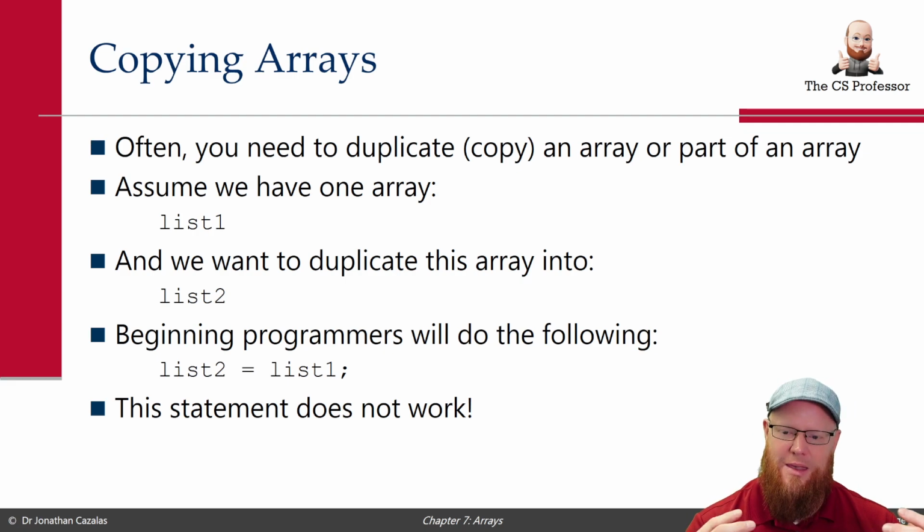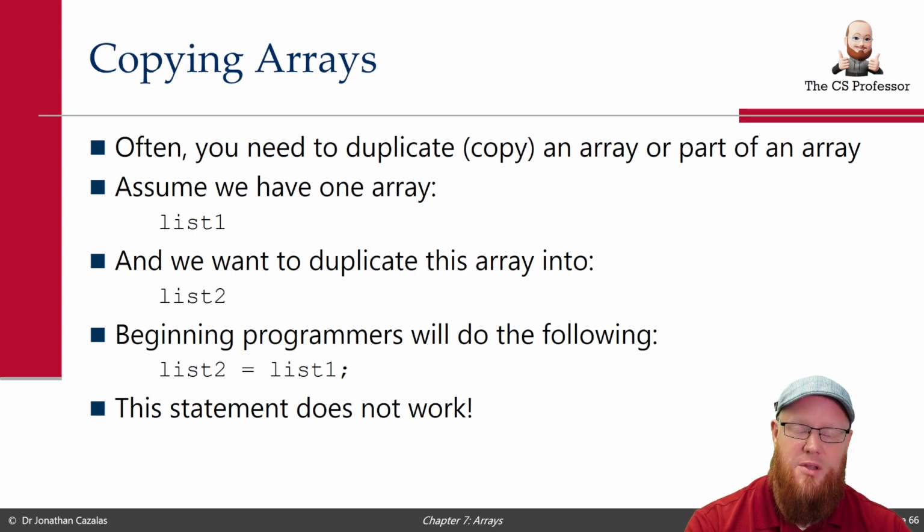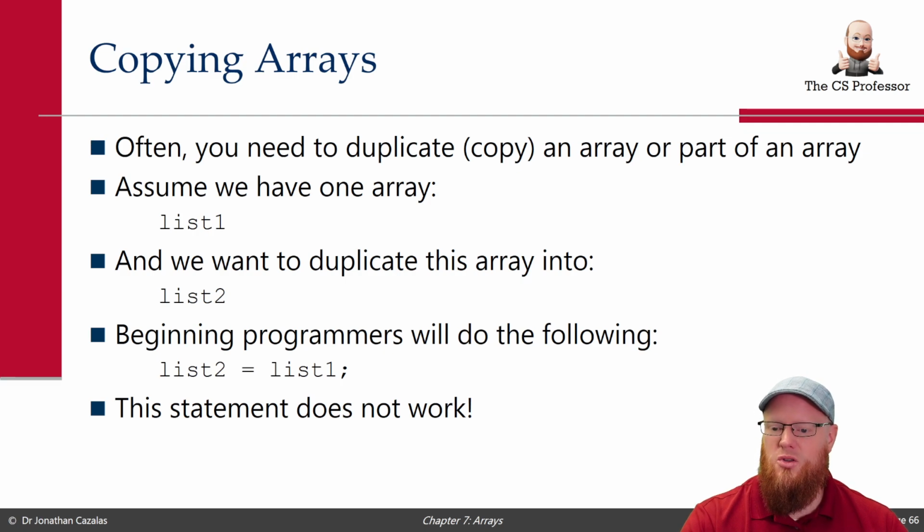How do you copy an array? Because what if you need to copy maybe the first 50% of an array? If an array of size 100, 50 elements, you need to copy into a new array. Assume you have one array, list 1, and you want to duplicate not just half the elements, but all of those elements into list 2. How would you do that?